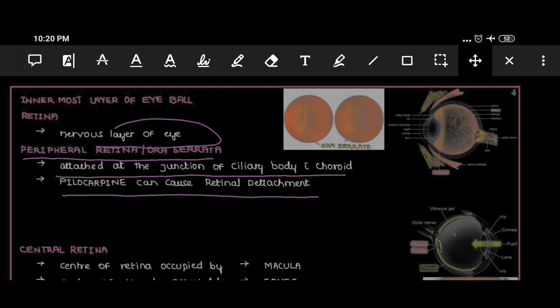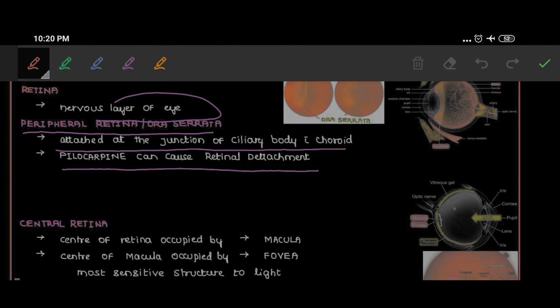Pilocarpine can cause retinal detachment because the retina is not a single layer. It is made up of two types of cells: 5 types of neuron and 3 types of neuroglia cells. That's why pilocarpine can cause retinal detachment.